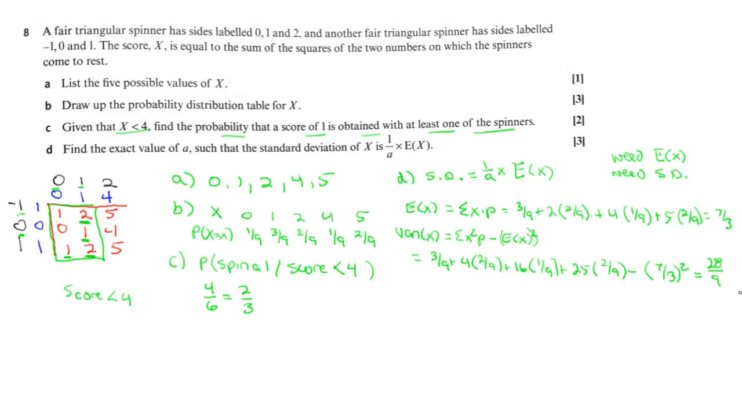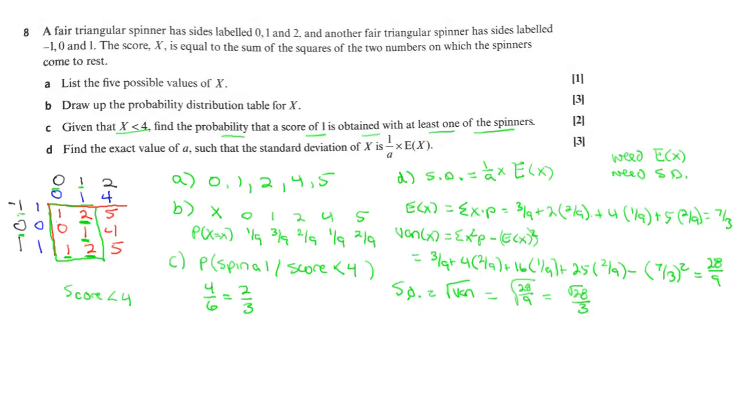Now once I've got that, I'm going to take the square root of it, because the standard deviation is equal to the square root of the variance. And so I'm just going to do the square root of 28/9, which is going to be the same thing as the square root of 28 over 3.